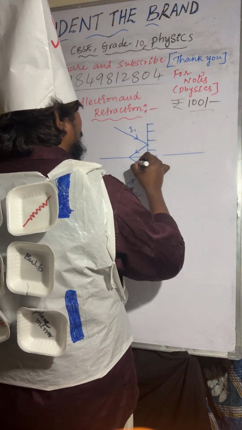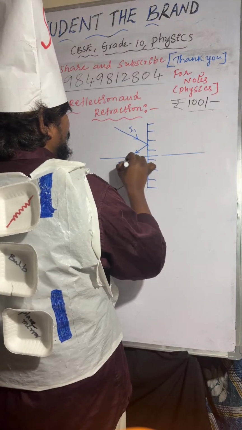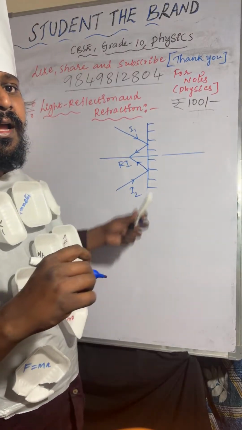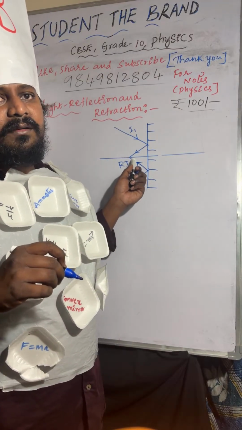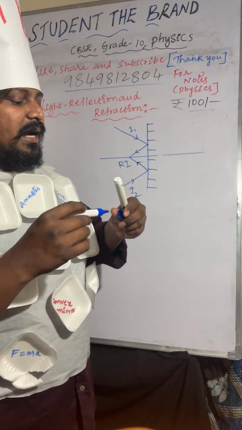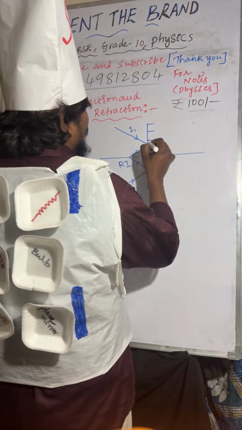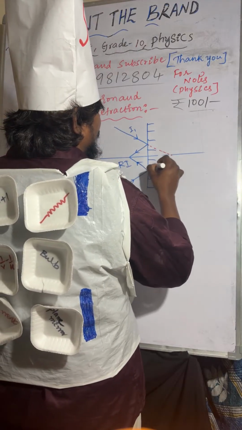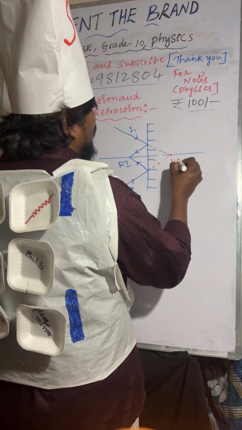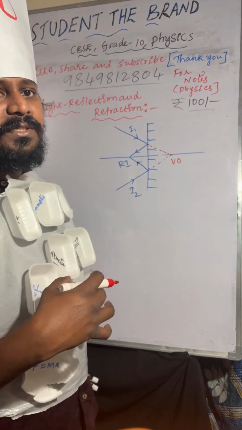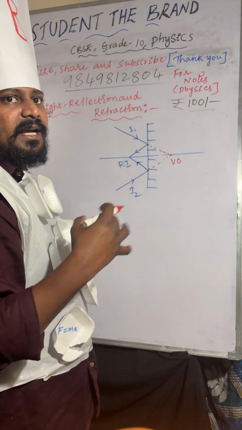So what is this? It is a real image. I1, I2, after reflection those light rays are meeting at one point, so that is the real image. And we are extending these incident light rays, here also we are extending them. So here you can say this is the virtual object. I hope it is very clear.